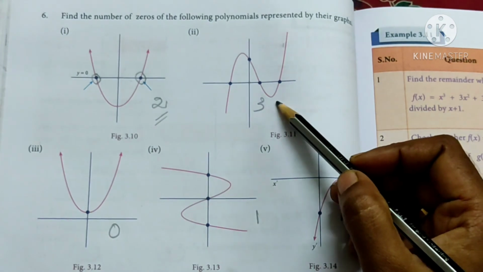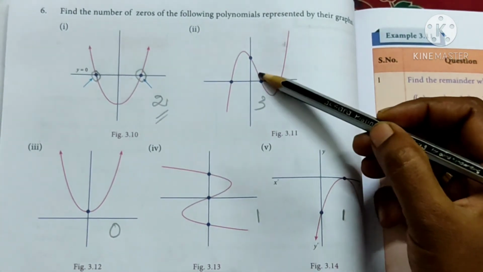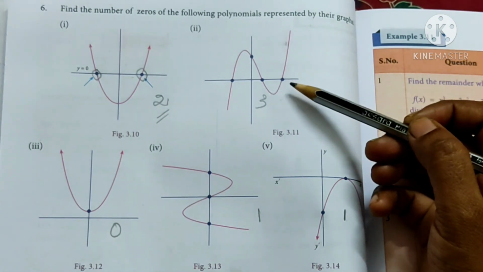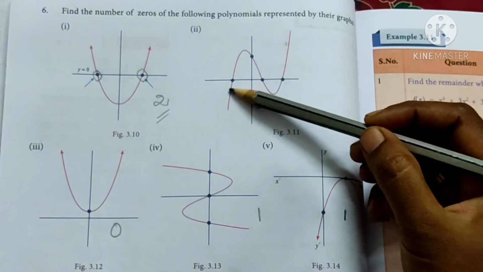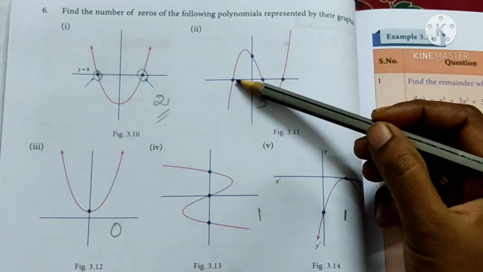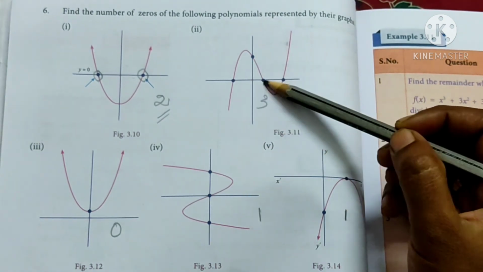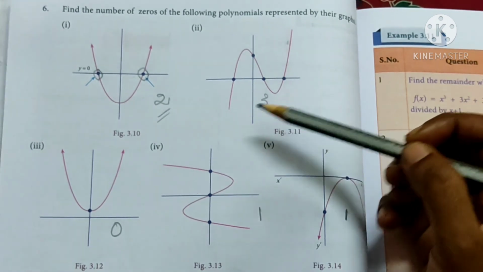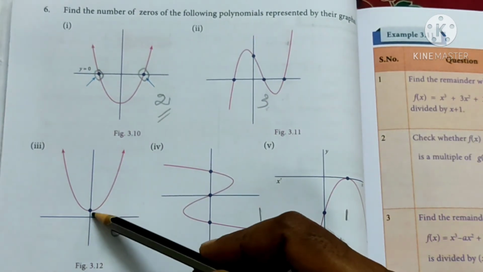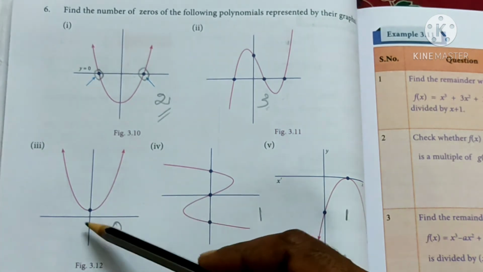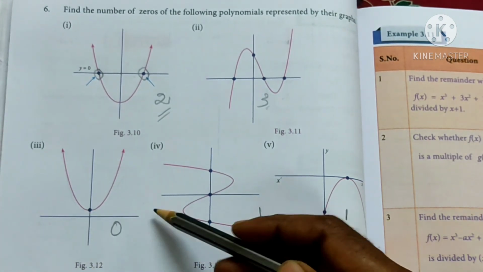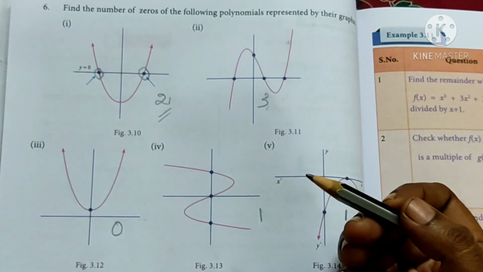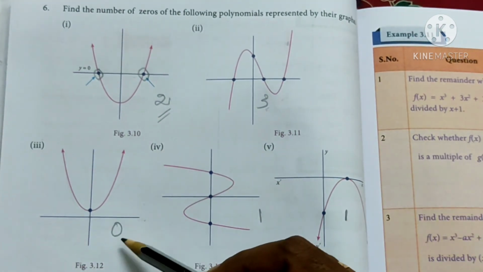And then listen to the second question. Second question, 4 intersecting points are given, but you take the x-axis values. So in this curve, intersecting x-axis at 1, 2, 3 points. So the number of zeros of the polynomial is 3. Here, see the curve does not intersect the x-axis. So no zeros of the polynomial. So the value is 0.